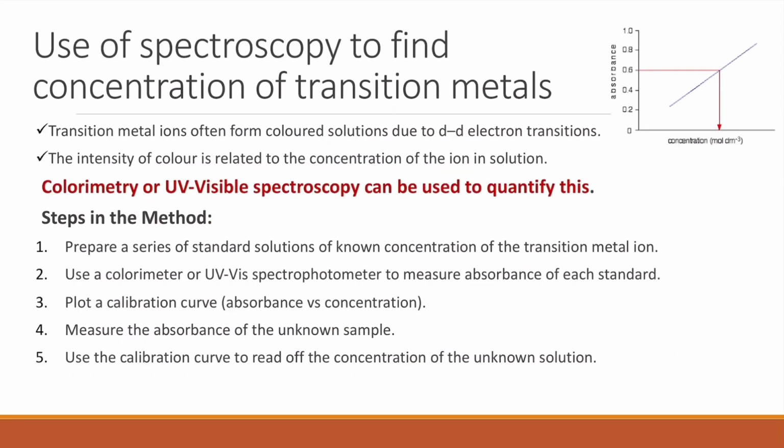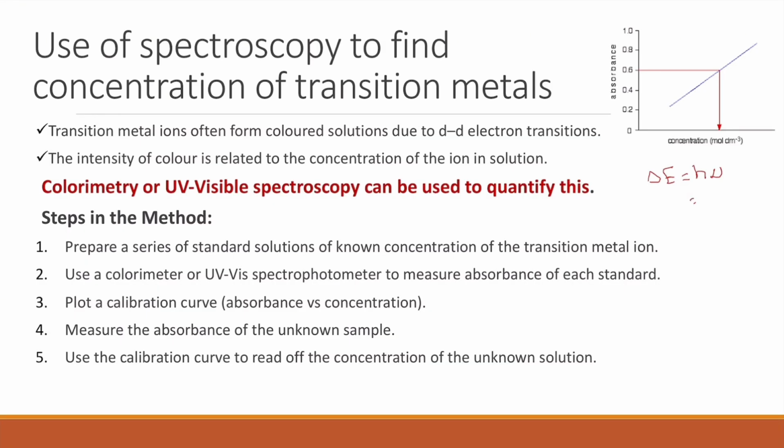We can use spectroscopy to find the concentration of the transition metals. Transition metal ions usually form colored solutions due to the d-d electron transition. The amount of energy that an electron absorbs in order to be excited from one level to another can be calculated. So delta E, the energy absorbed, equals the Planck constant times the frequency, and the frequency is in second to the minus one, or hertz.